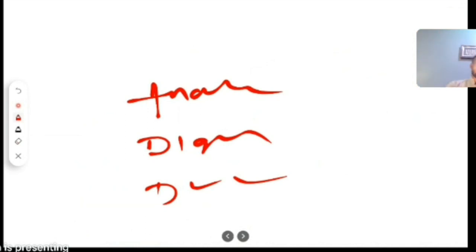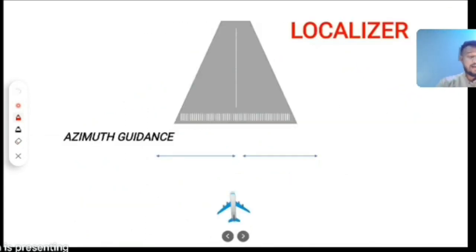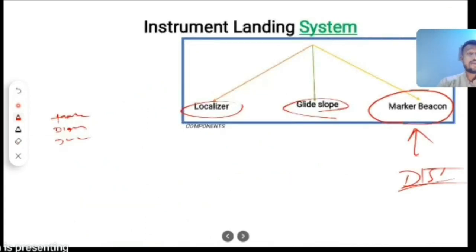Example, Ajay, discrete signal. Suppose you switch off the lights, the light will go off. That is a discrete. You are giving a straight information, straight away, either yes or no. Same way, marker beacon gives a discrete distance indication.